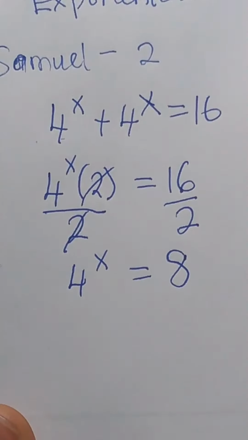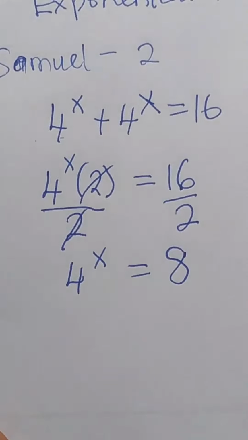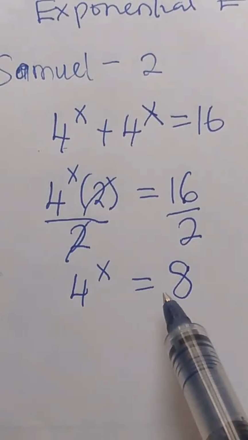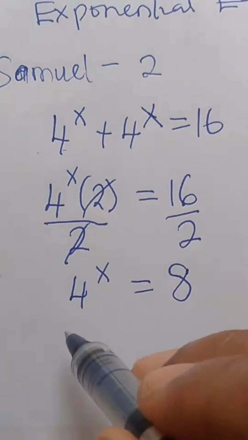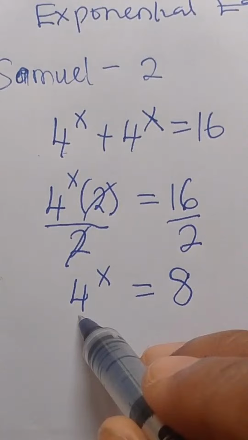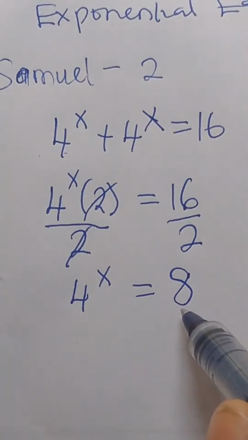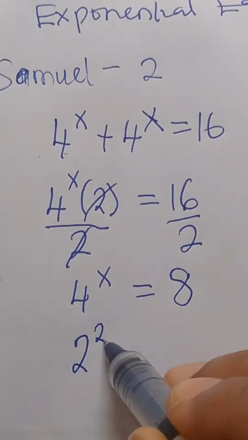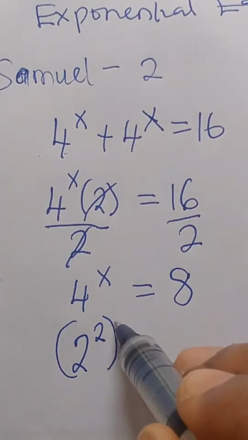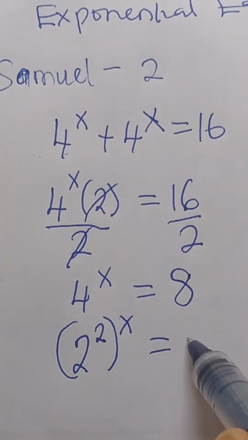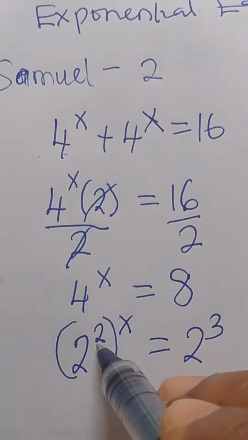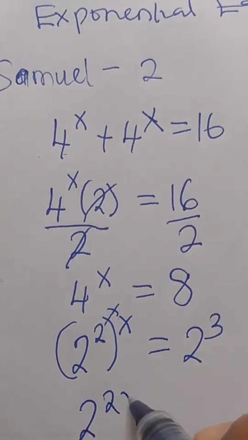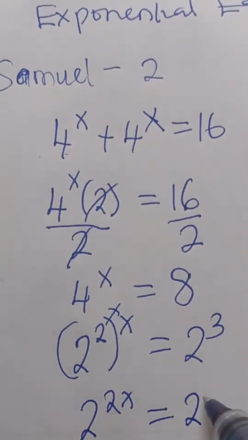Now, this is the first step. Now, the second step: the bases are not the same. So we'll try to make them have the same base, okay? Now, we can convert 4 to base 2. We can convert 8 to base 2. So 4 is equal to 2 raised to the power 2, in brackets, to the power x, equal to 8, which is 2 raised to the power 3. And this is multiple powers. We multiply them. So this is 2 raised to the power 2x equals 2 raised to the power 3.